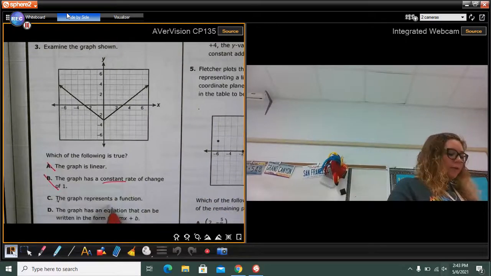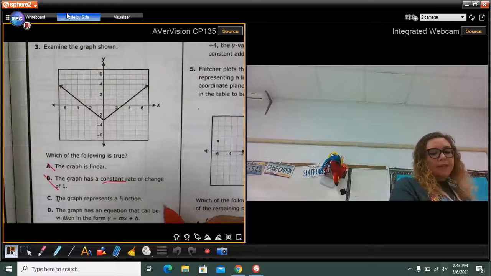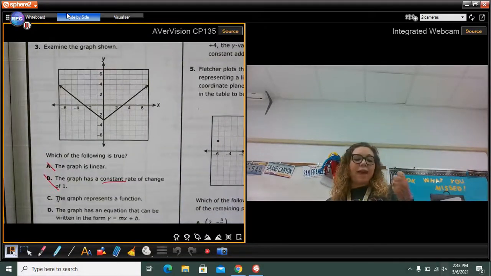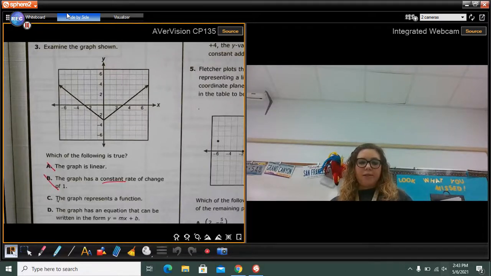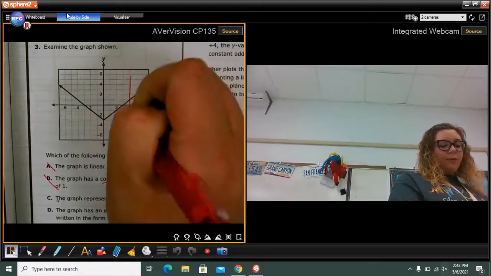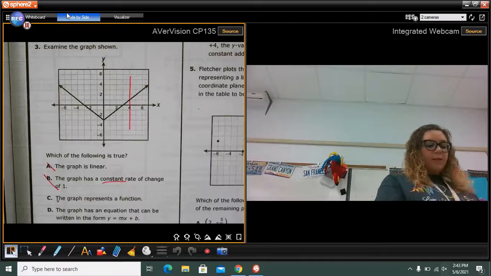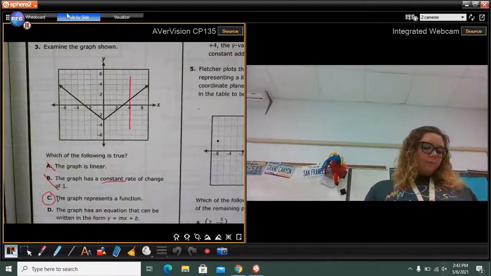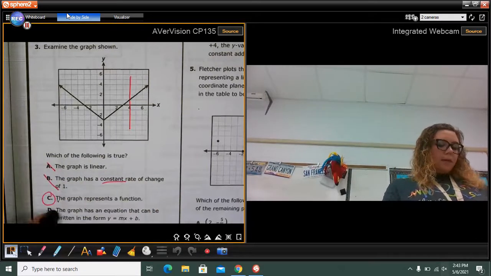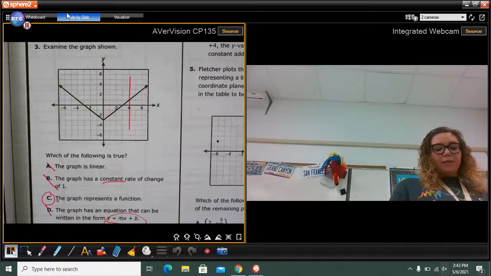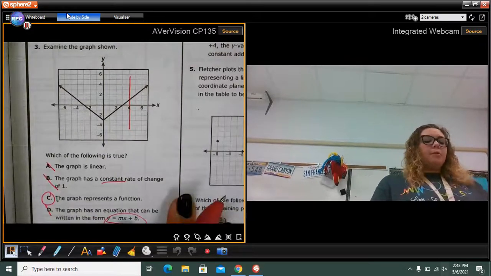The graph represents a function. Okay, it's not asking you if it's a linear function. Now it's asking you, is it a function? Remember, what is that test that we use to see if it's a function? Vertical line test. So let's draw our vertical line. How many times does it hit that graph? Once. So this is a function. And it wouldn't be D because we know it's not linear, so therefore it cannot be written in this form.